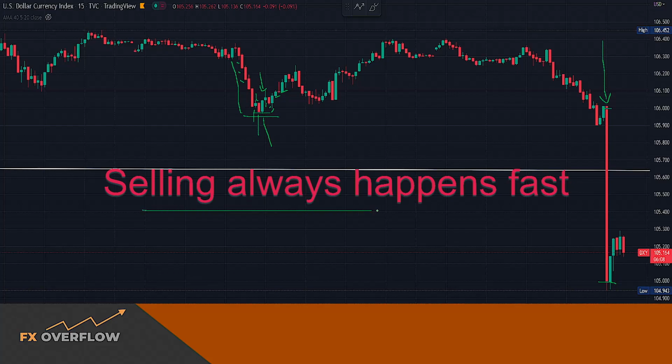So as I have written, selling always happens fast. This is a news event, so selling has happened very fast. But what has happened after that? Some calibration by buyers. Again, the sellers took control. That means the weakness is here to prevail. The sellers are pouring into the markets. So this is all about it, my friends.